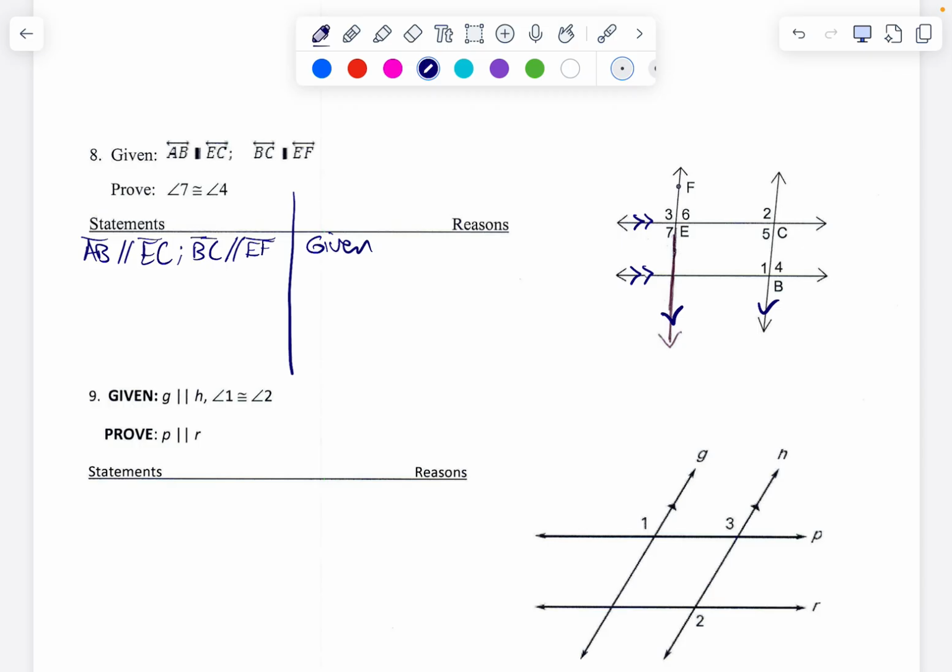Okay, we're asked to prove that 7 and 4 are congruent. So here's my question. Do 7 and 4 have a direct link, like the last proof that we just did, number 7, where we had a direct link between those two angles? Do we have that in this case? No, because they are on different transversals. No matter how you look at this, they're on different transversals, so they do not have a direct link. So we've got to kind of work our way through making connections.